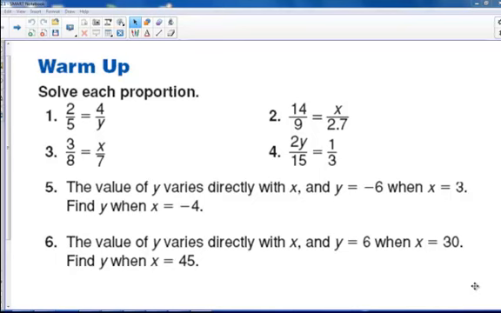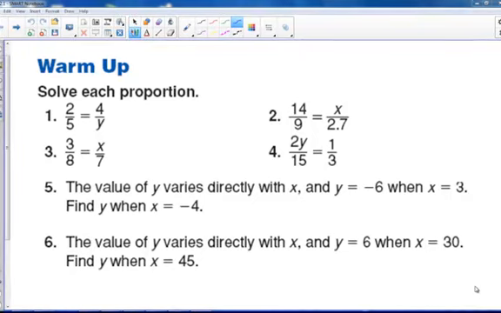Welcome back. We're going to jump ahead to chapter 12. This is a little bit weird. Just go with me here. And section 1, we're going to do a quick little review of proportions.